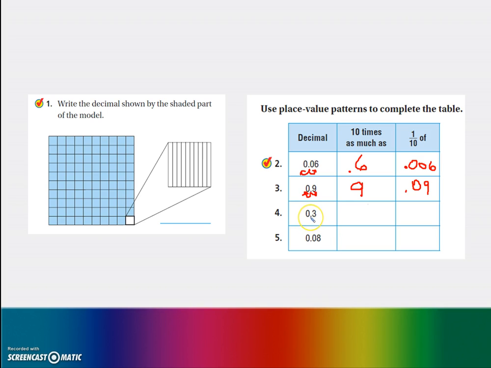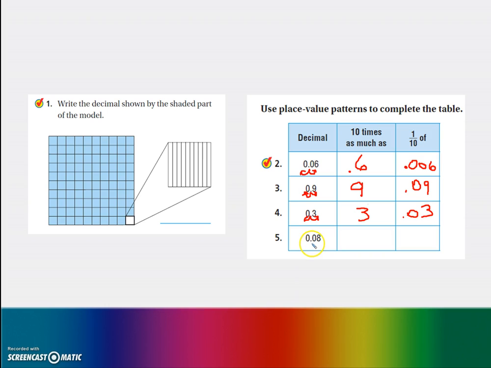Now, if I want to find 10 times 0.3, I would move the decimal to the right, and I would get 3. If I wanted to find 1/10 of 0.3, which is 1/10 of 3/10, I would move it to the left, and I would get 3 hundredths, like this.